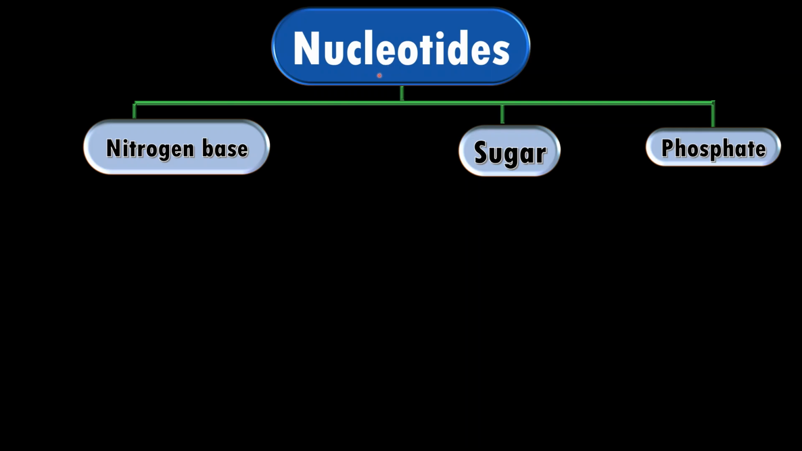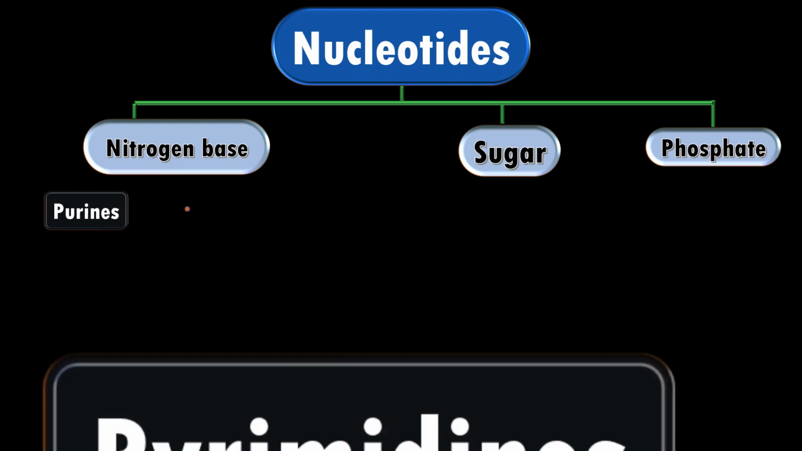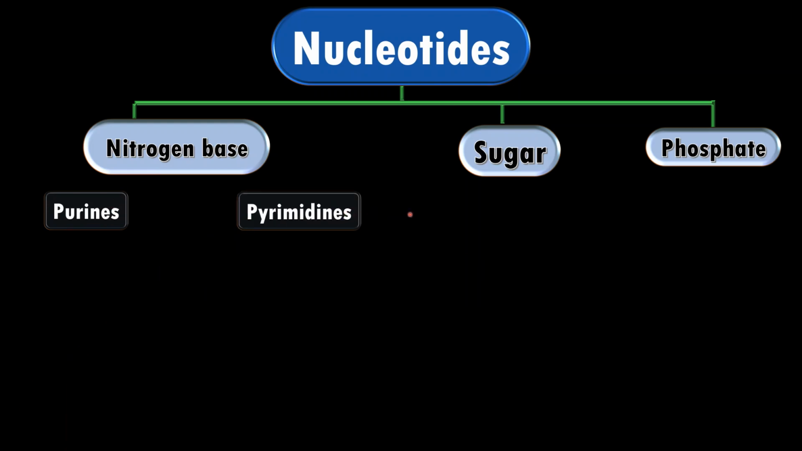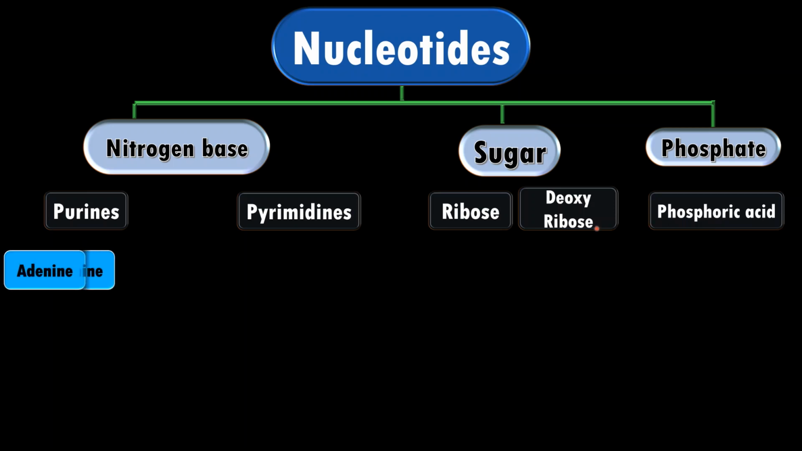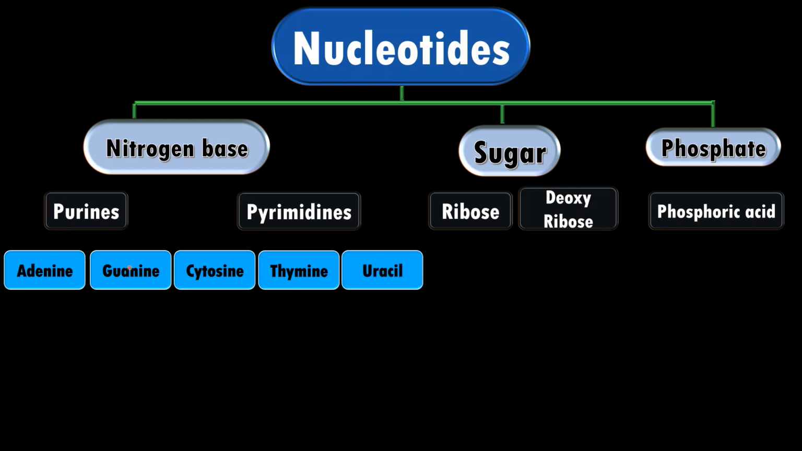Students, let us revise about the nucleotides and nucleosides again. Now, as we said earlier, nucleotides are made up of three components: nitrogen bases, sugar and phosphate. Nitrogen bases are of two types, purines and pyrimidines. The sugar is of two types, ribose sugar and deoxyribose sugar, and the phosphate group is the phosphoric acid. Now there are two types of purines, adenine and guanine, whereas pyrimidines are of three types, cytosine, thymine and uracil.